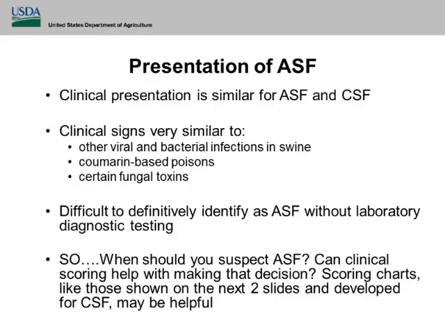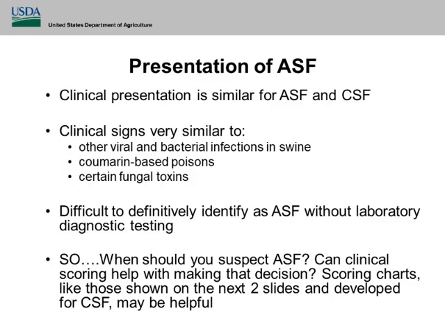So when we look at those things, the things you have to keep in mind are that the presentation of ASF is very similar to a whole bunch of other things that happen in pigs. The clinical presentation for ASF is very similar to some of the more virulent strains of classical swine fever. Clinical signs are also very similar to other viral and bacterial infections in swine. So there are various bacterial infections that will cause a lot of those same similar clinical presentations. Coumarin-based poisons cause similar clinical presentation, and certain fungal toxins can do that as well.